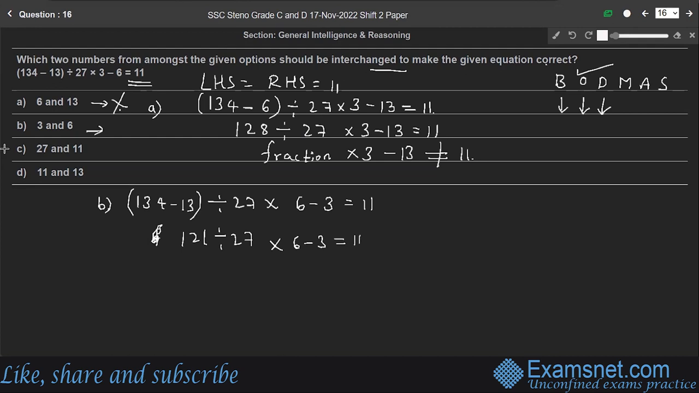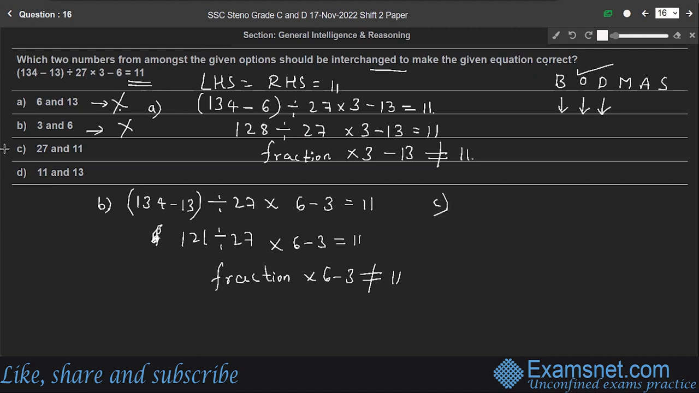So when 121 is divided by 27, you will again get a fraction. If you take 27 into 4, you will get 108. 27 into 5 is more than 121. You will get a fraction. Into 6 minus 3 is not equal to 11. So option B is not the answer.